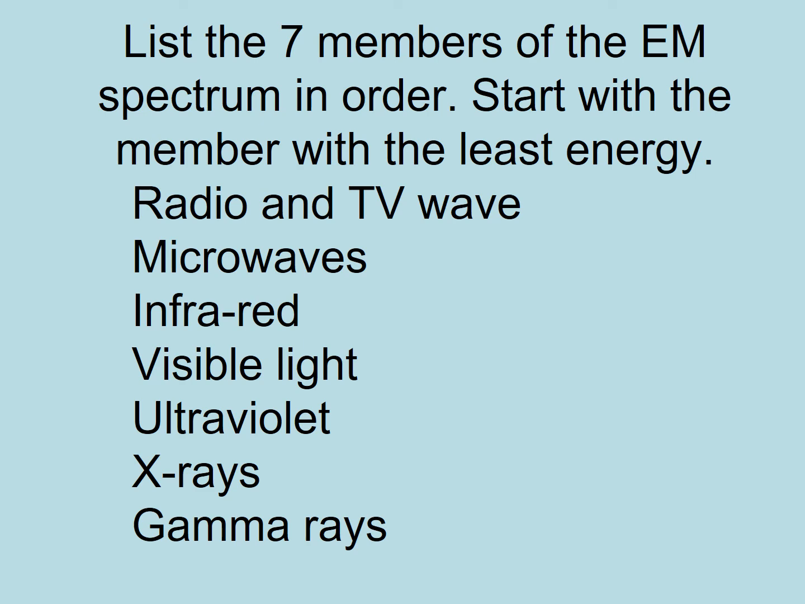Now you could do a short activity. I want you to go and get a piece of paper and write down each of the 7 types of waves and cut them out into strips. So you'll end up with 7 strips of paper. I then want you to mix them all up as if it was a card game, and get your phone, and time yourself putting them in order from the member with the least energy to the member of the EM spectrum with the most energy. Do your best out of 5 and see how quickly you can put them in order.